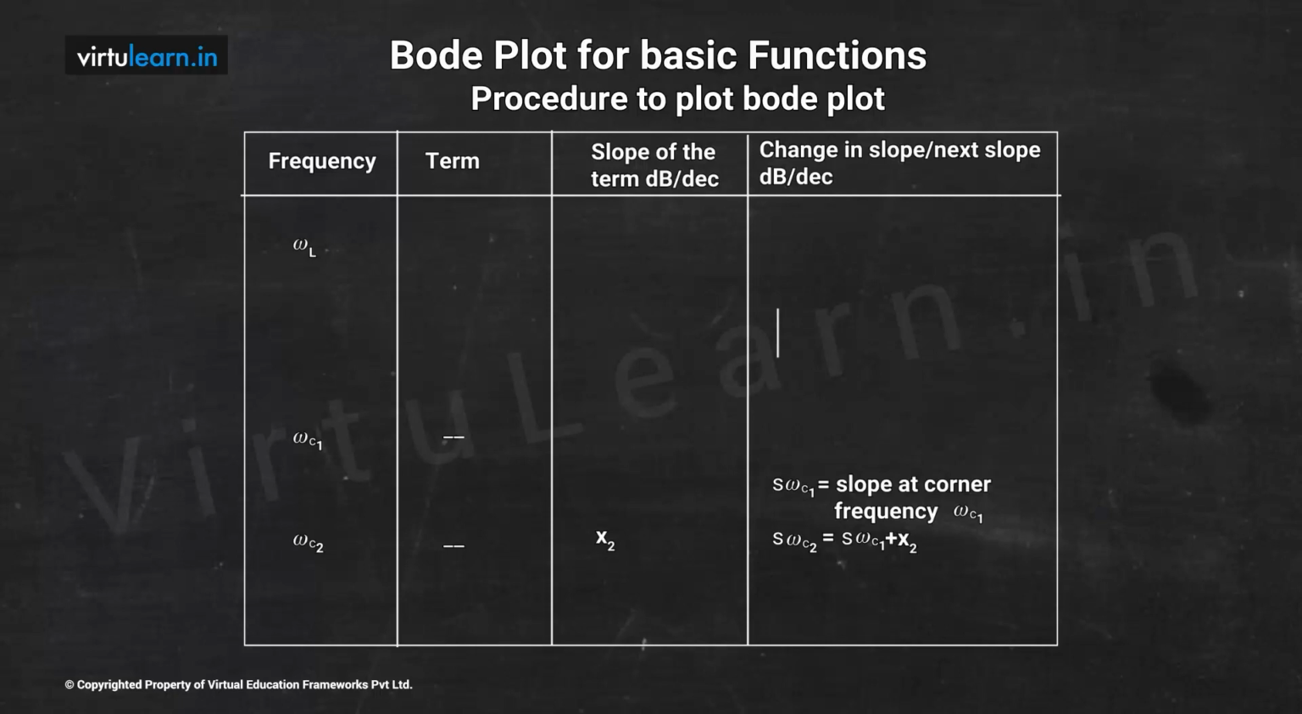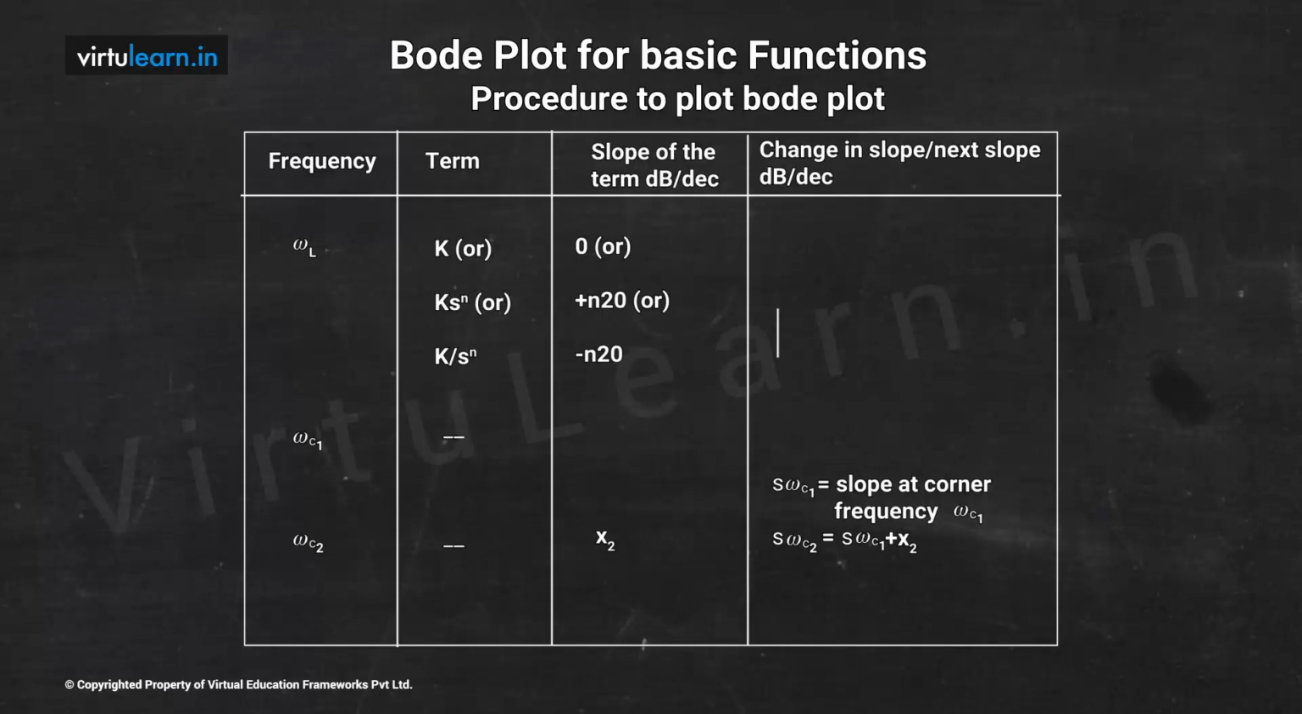We know that the first term we have either it is k into s power n or k by s power n. This is going to be the first term. Then what is the slope of it? We know the slope of each term. For k, the slope is 0. For k into s power n, slope is going to be plus n into 20 dB per decade. And k by s power n, that is minus n into 20 dB per decade.